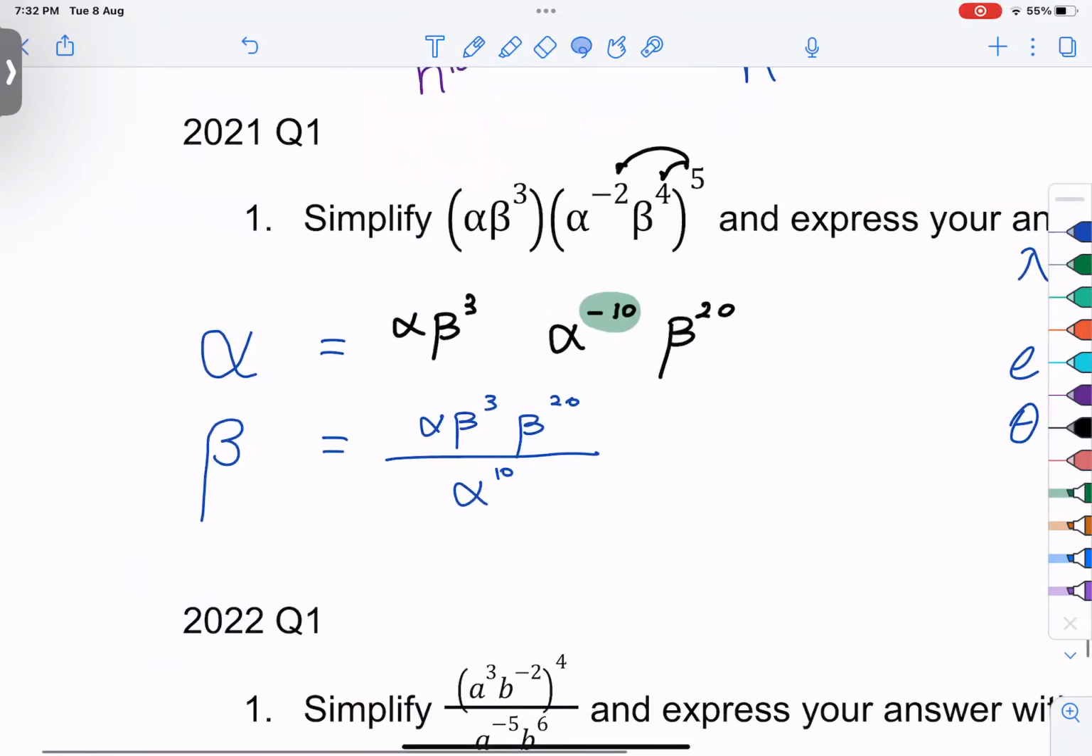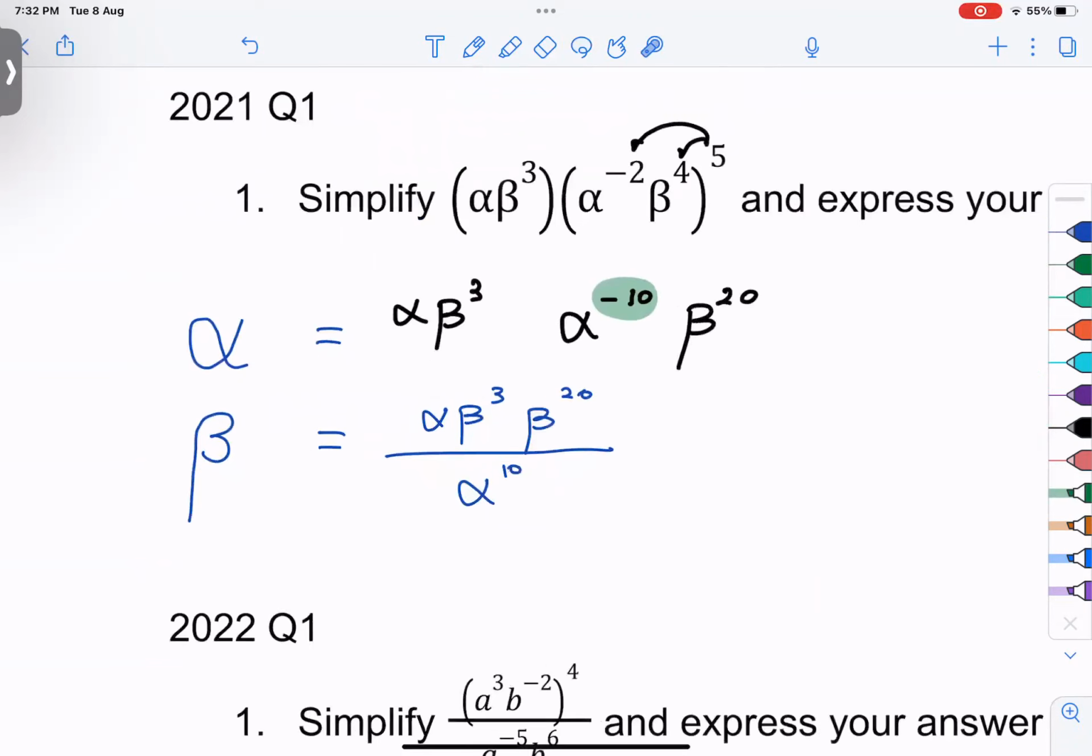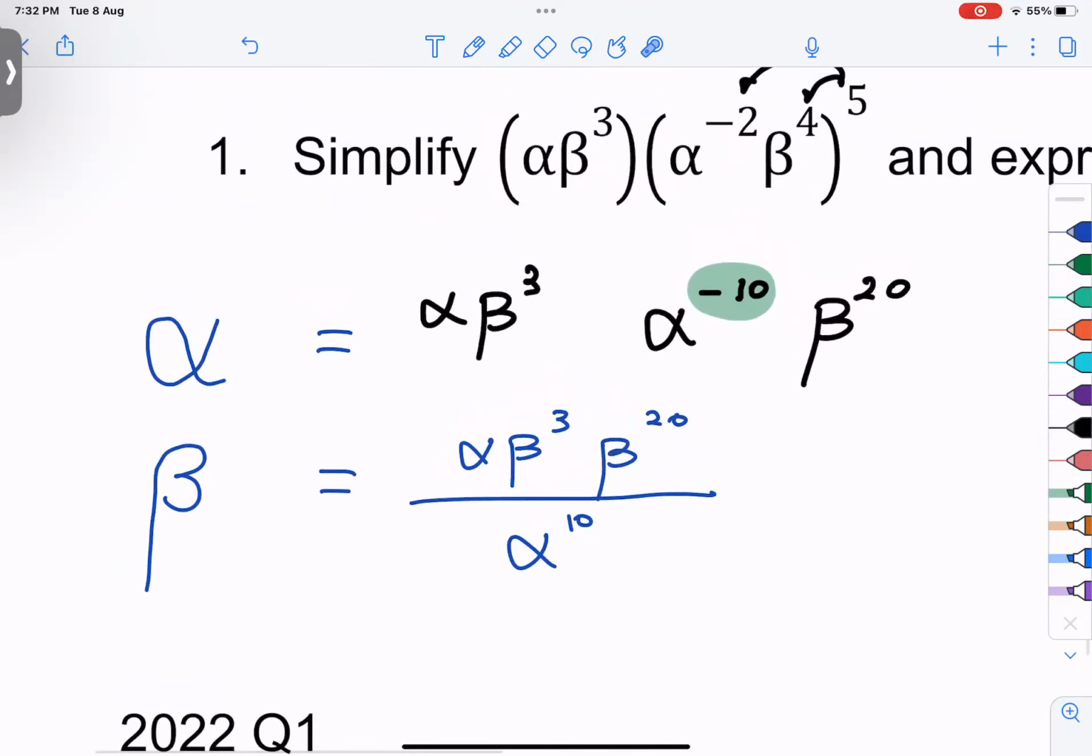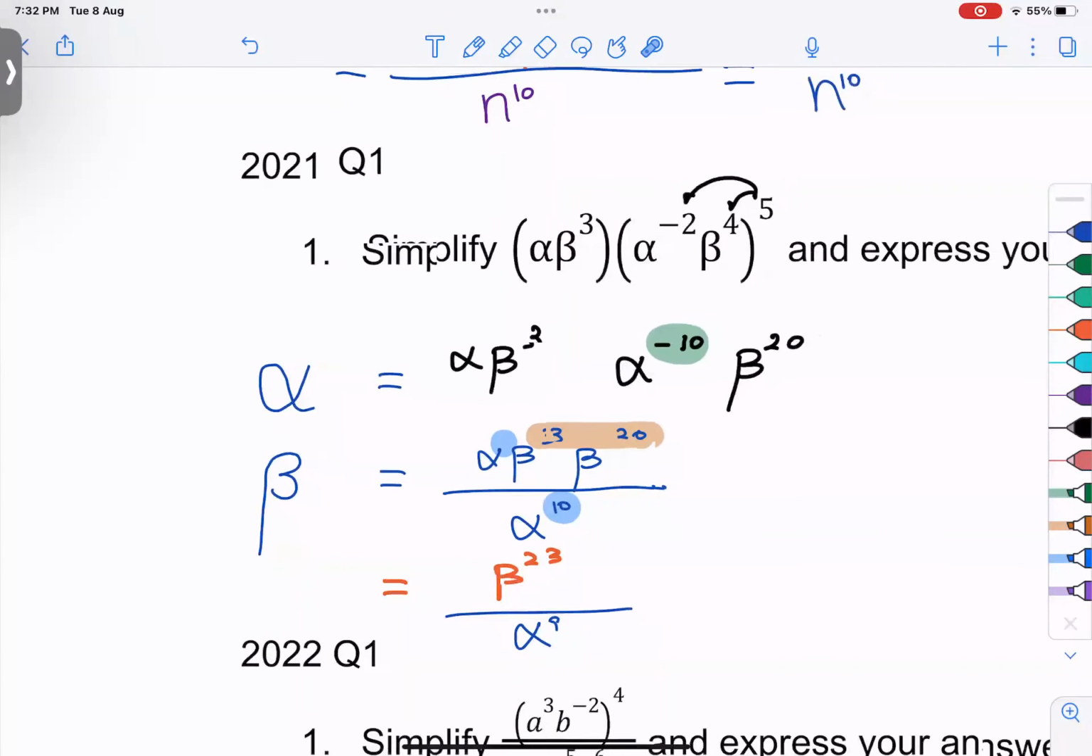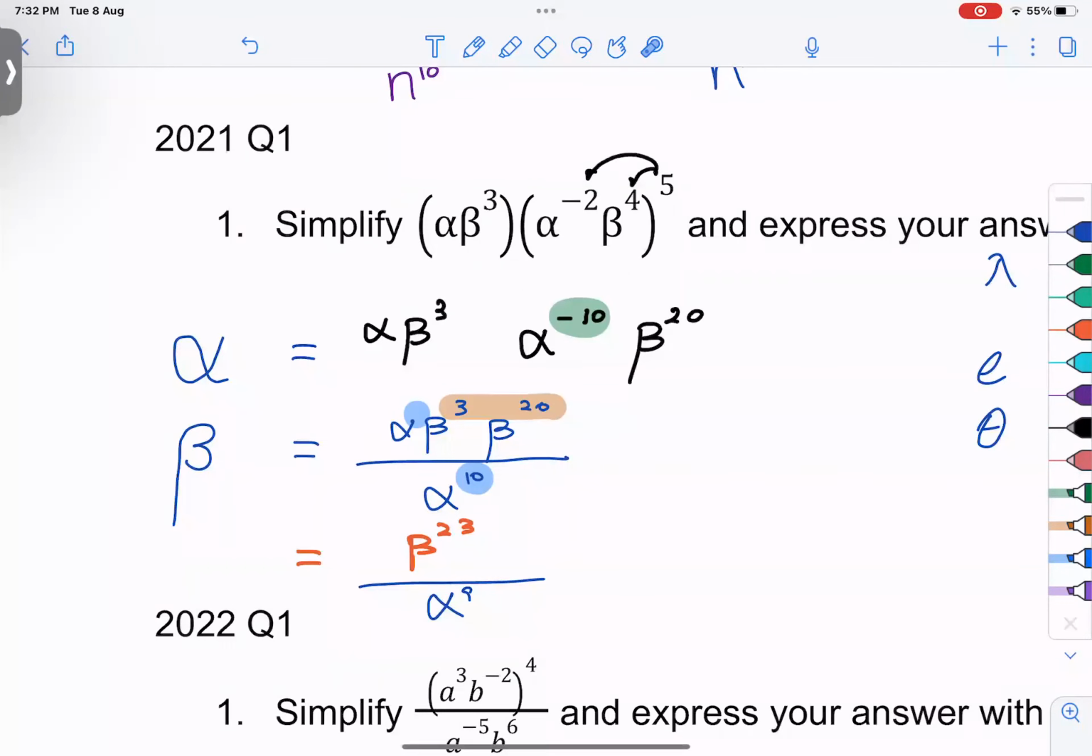And then until here, you guys should be okay. And then afterwards, if it's on the same stage, you add up the powers. If it's on different stages, you will have to see which one is bigger. So on top, beta^23, and down, alpha^9. Did you get the answer?